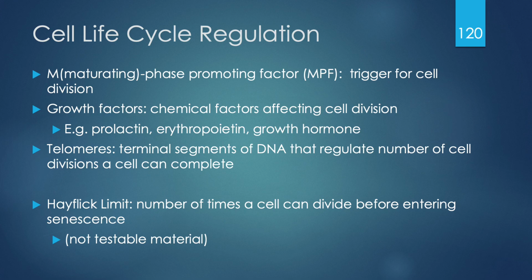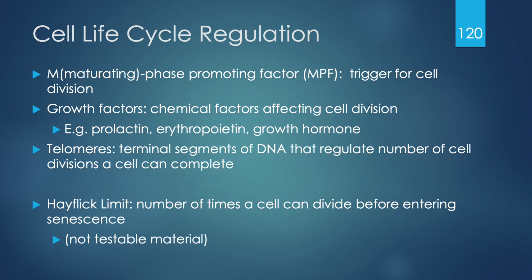Prolactin, for example, is produced by the anterior lobe of our pituitary gland, and it's important for stimulating cell growth, division, and development of mammary tissue. So a newly postpartum mother will be able to have her mammary tissue mature fully to produce milk because of prolactin. Also, erythropoietin is another important growth factor, and it's produced by our kidneys. Its effect is to act on the red bone marrow to stimulate the development of more mature red blood cells.